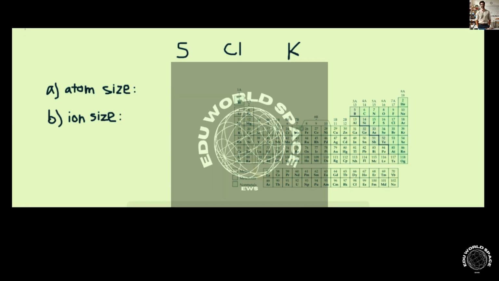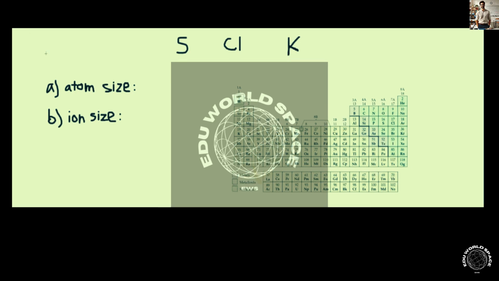This question asks us to consider three atoms, sulfur, chlorine, and potassium, in their most common ions. Part A says to list the atoms in order of increasing size. So this is just the atom size, not the ion. If we look at our periodic table, we have potassium here, number 19, chlorine here, number 17, and sulfur here, number 16.